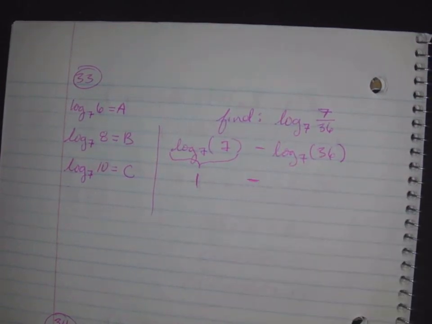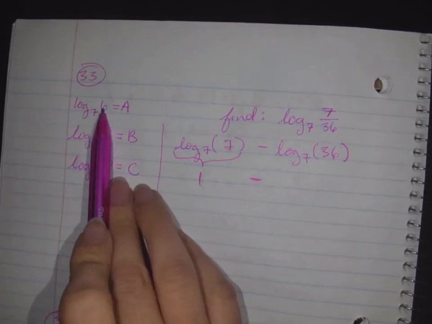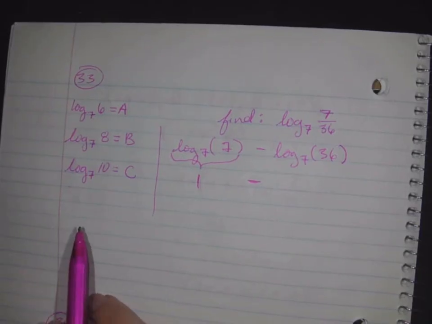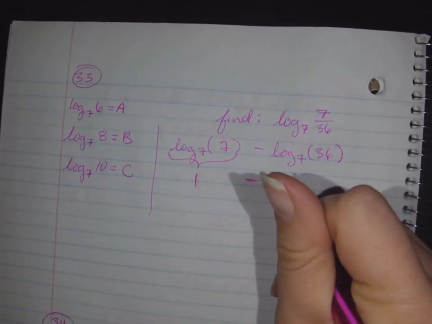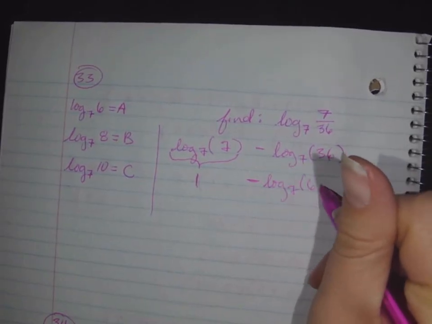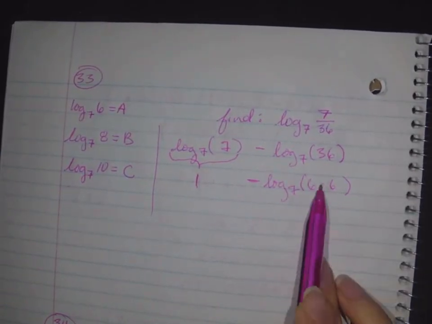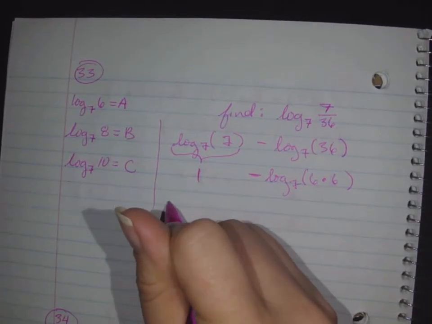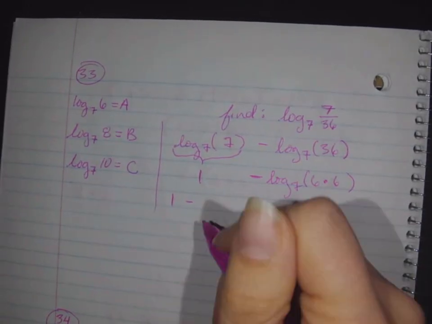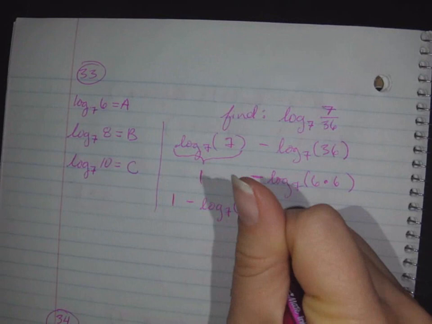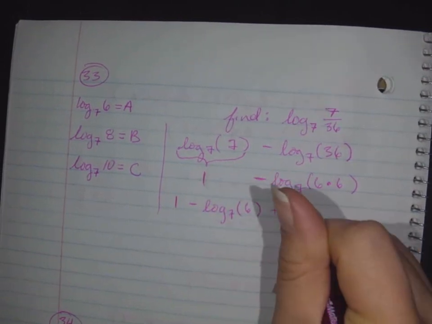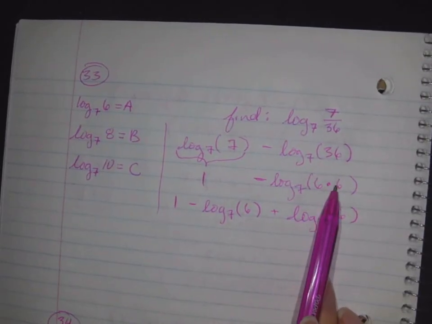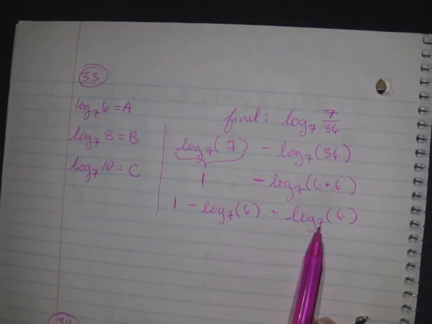Bringing that minus sign down. 36. So I'm looking at these here. We have a 6, we have an 8, we have a 10. Now, 6 times by 6 is 36, right? Like this is log base 7 of 6 times by 6. And when it's multiplied, that's the same as, I'm going to leave the 1 minus, okay, now, log base 7 plus log base 7. Because remember when they were multiplied, it's the same as adding them when the base is the same.